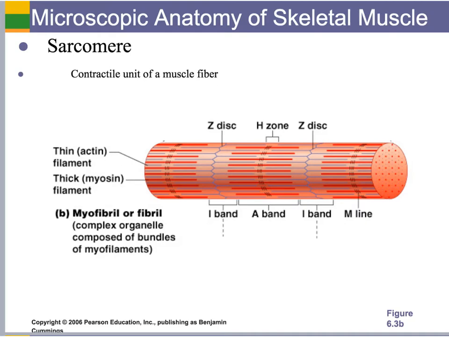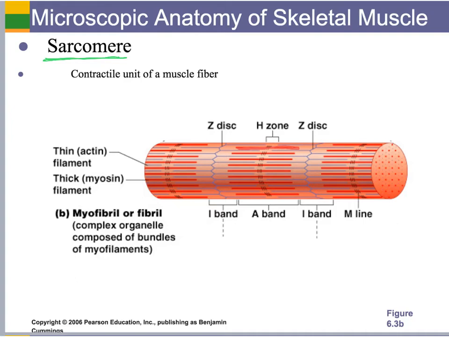And like I said, the sarcomere is our contractile unit of the muscle fiber. And so what happens is we have the Z discs here, and it doesn't look like anything is attaching these myosin filaments here, right? This myosin filament, it looks like they're just kind of hanging out there. Well, they're actually attached here at the H zone, but they're also attached to the Z discs.